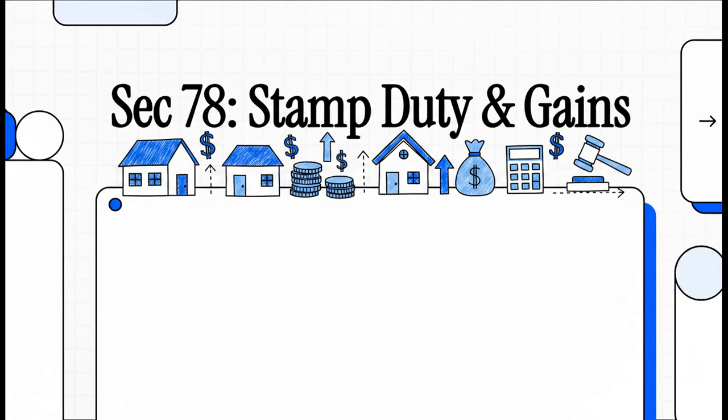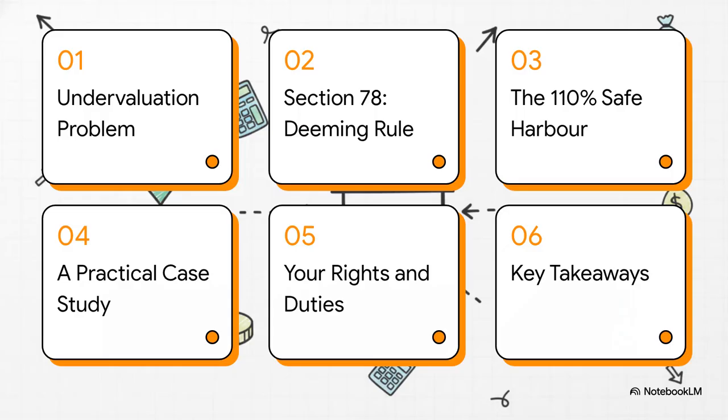It's the new version of the old Section 50C, and it has a huge say in how your capital gains are actually calculated. So here's our game plan. First, we'll look at why this rule even exists. Then we'll dive into the rule itself, what it is, and the super important exception. We'll walk through a case study to see it in action, talk about your rights, and then wrap it all up with the key takeaways.